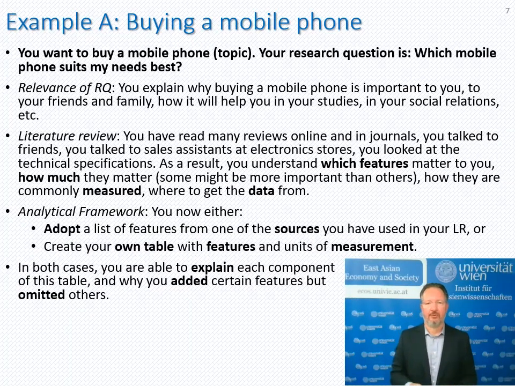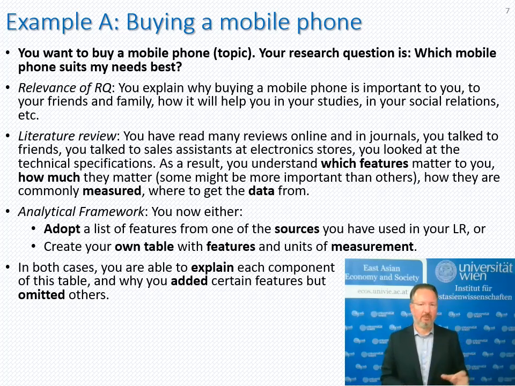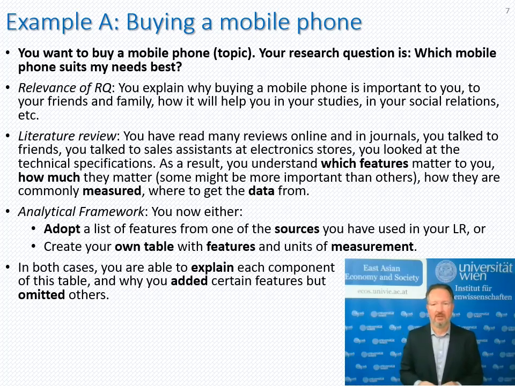Okay, so we return to our example of buying a mobile phone. That's your topic. Your research question is which one suits my needs best. We have the relevance of the research question here. You've done the literature review, and now we arrive at the analytical framework. So you have two options. You either adopt a list of features from one of the sources you have used. That's this example of adopting an existing framework, maybe adjusting it a little bit, or you create your own table. That's the eclectic approach, right?